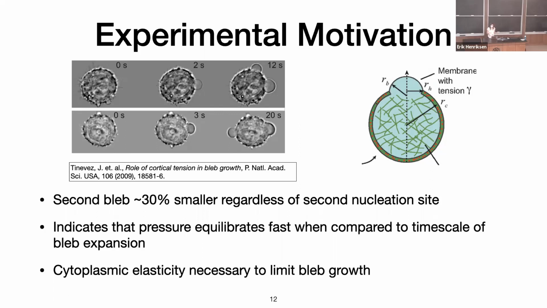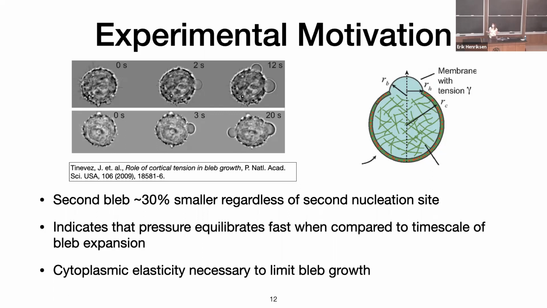And they found that the second bleb was always about 30% smaller, regardless of its spatial location with respect to the first bleb. And they said that this indicates that pressure equilibrates fast, at least when compared to the time scale of bleb expansion.